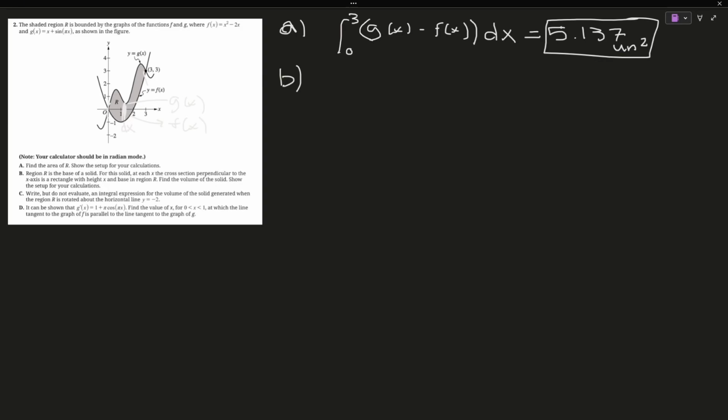For the next question, it says region R is the base of a solid. For this solid, at each x, the cross sections perpendicular to the x-axis are rectangles with height x and base in region R. So we have to find the volume.